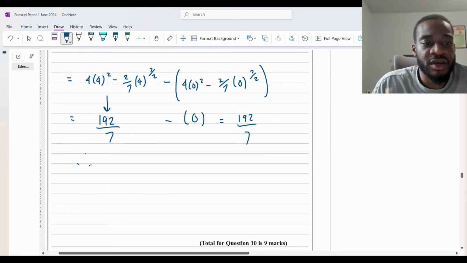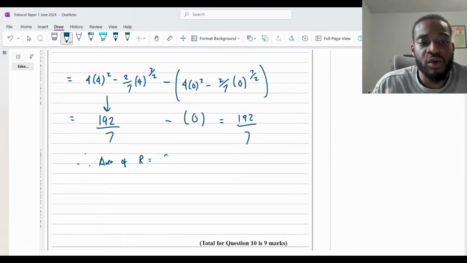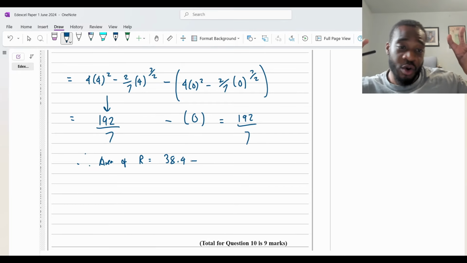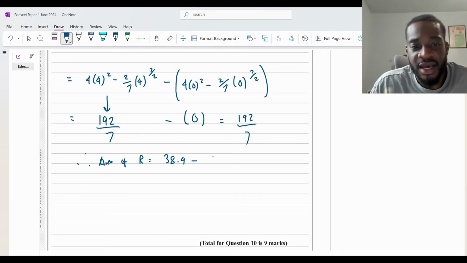So I'm going to say, therefore, the area of R is going to equal 38.4, the area of the triangle, minus the area of that quote-unquote semicircle. How many times have I said that today? I need a counter. Like that.